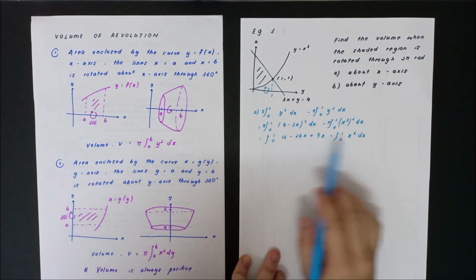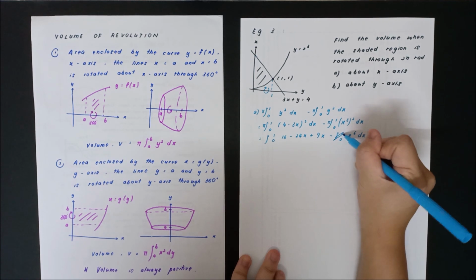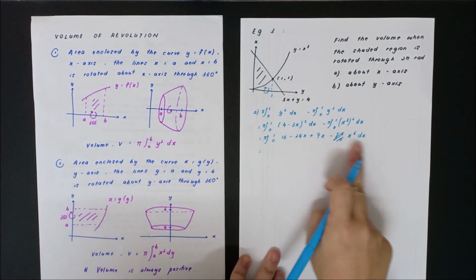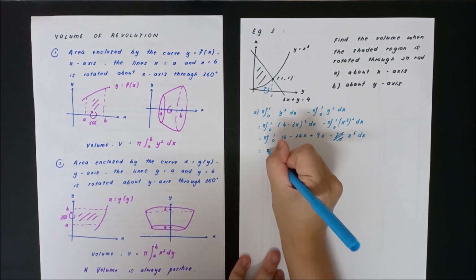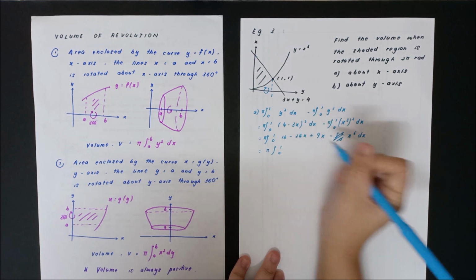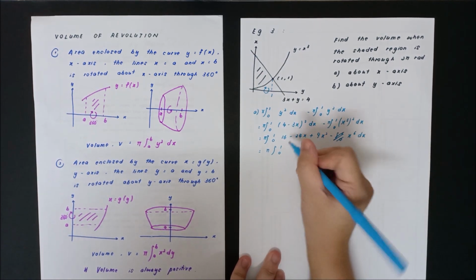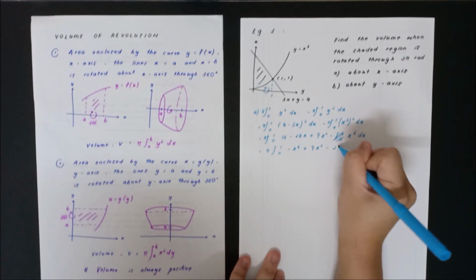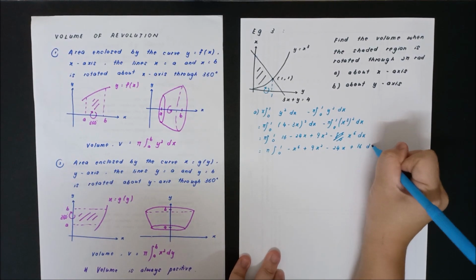But here you can realize that you actually have the same limit, so we can combine them together by writing this. Since they have the same lower limit and same upper limit, when we combine them, we will get pi times the integral of negative x to the 6 plus 9x squared minus 24x plus 16 dx.